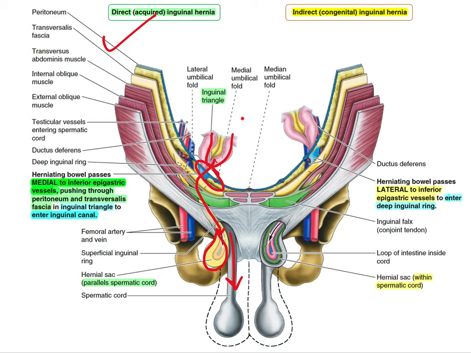But in the indirect hernia, the loops of intestine pass through the deep inguinal ring, then the inguinal canal, then the superficial inguinal ring, then inside your spermatic cord, and can then descend to your testis like that.